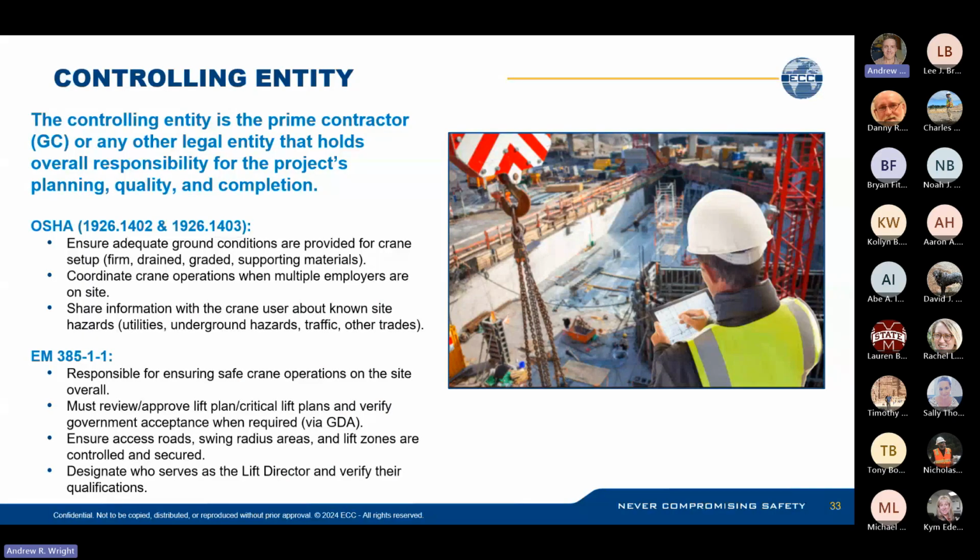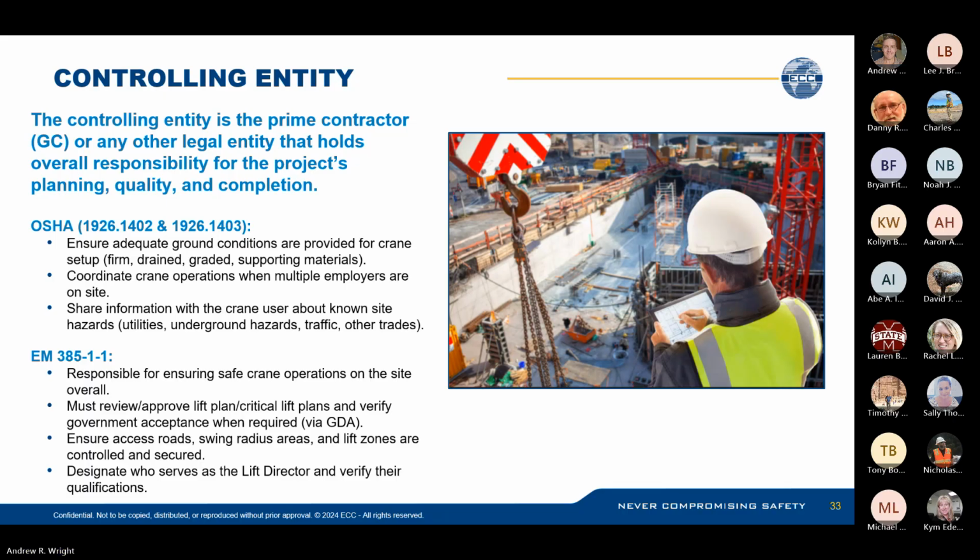All right, so the controlling entity. The controlling entity is essentially the prime contractor or GC or any other legal entity that holds overall responsibility for the project's planning, quality, and completion. So on our job sites, most of the time ECC being the prime contractor, or GC is the controlling entity. So we have overall responsibility for that crane operation.